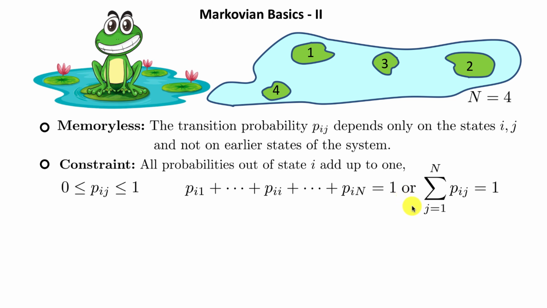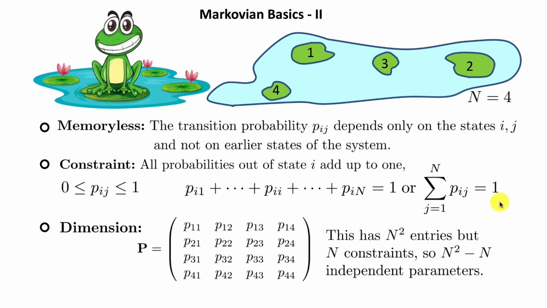If you want to write this in a more mathematical way, well, then just use this symbol. So this is saying that if this is our probability transition matrix, then the entries of this row, if added together, should be 1. Similarly for this row, and this row, and this row, they all add up to 1. This means that there are n constraints and n squared entries. This means that the number of independent parameters that are possible for the probability transition matrix is n squared minus n.